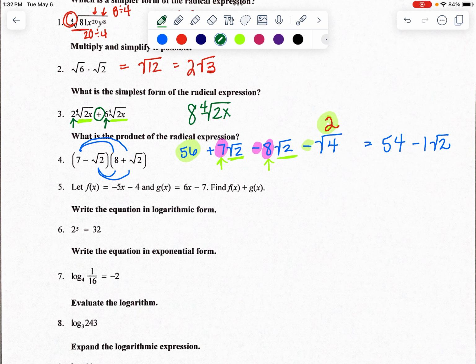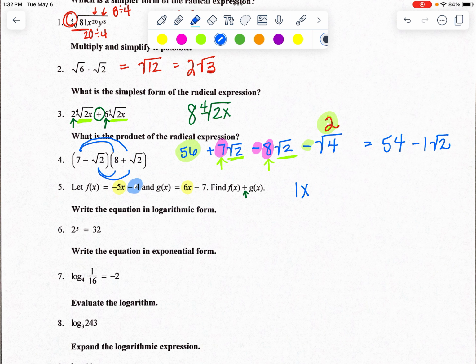And so you're adding them, right? You can see here that you're doing f of x plus g of x. So you're just looking at those like terms, right? I can see that this is an x and this is an x, so I'm going to add them. Negative 5 plus 6 is 1x. Or if you just want to write an x, that would actually be preferable.